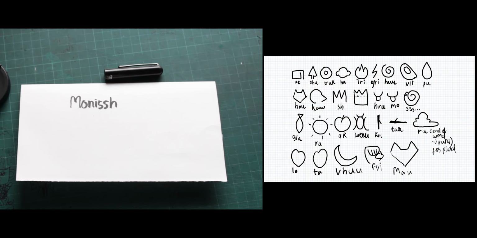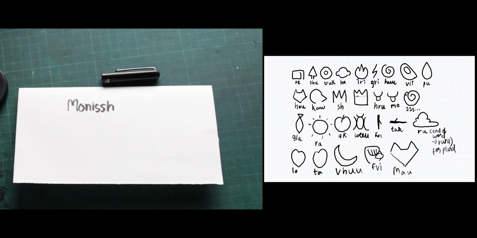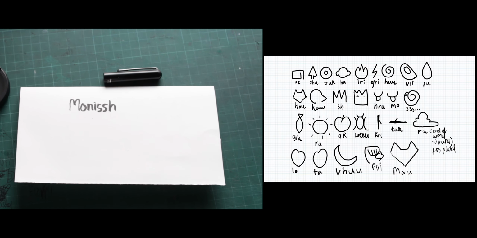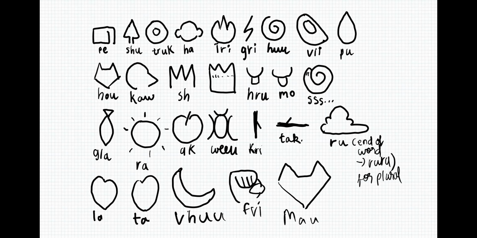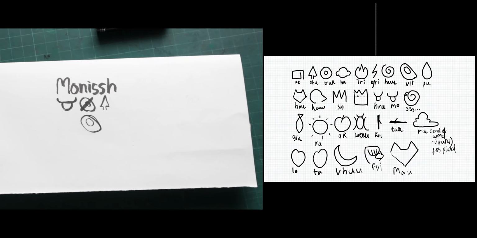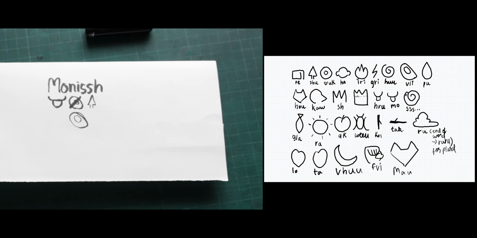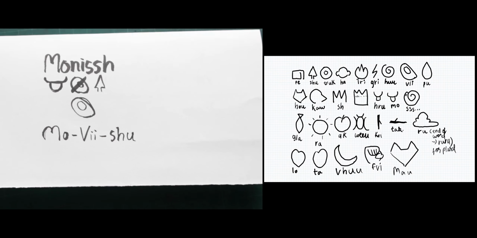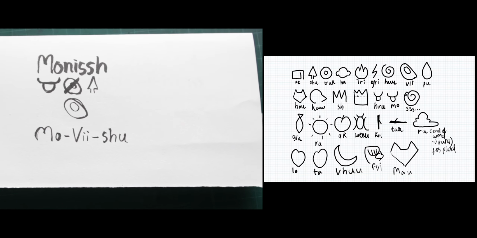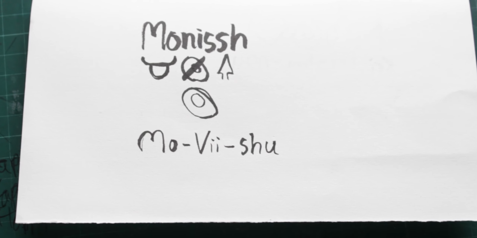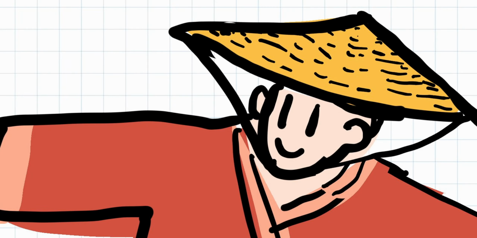For starters, my name is Monish and it starts with a mo, and the symbol for mo in my language is the oxen. There is no ni, unfortunately, but there is a v. There is no sh, but there is a shu. So my name would be Mo Wee Shu. Mo Wee Shu. Now everything sounds Chinese. I swear I did not intend this.